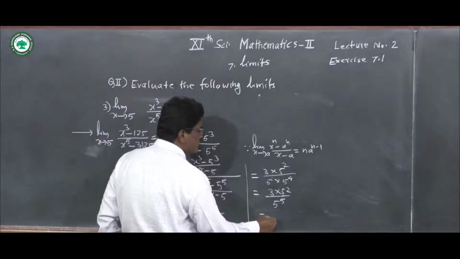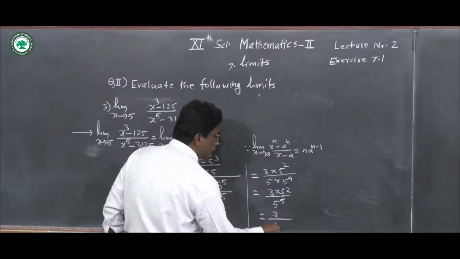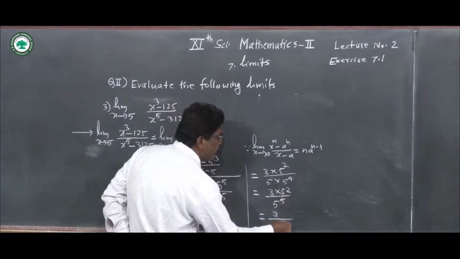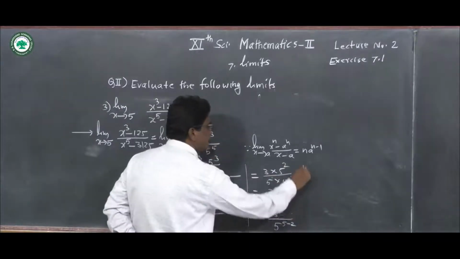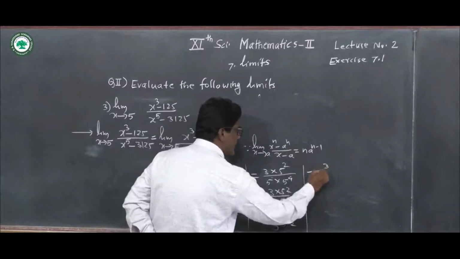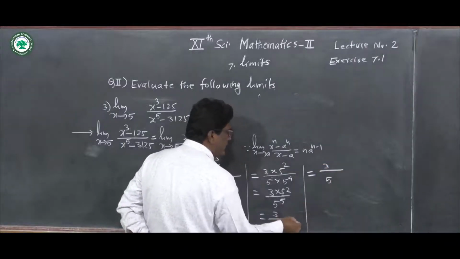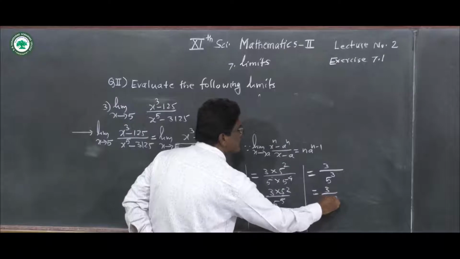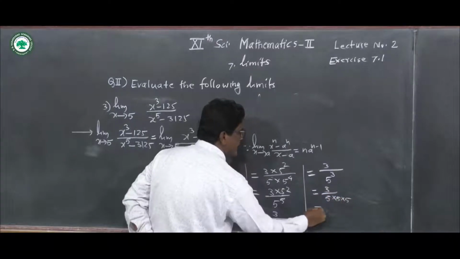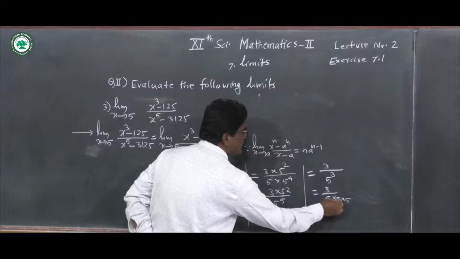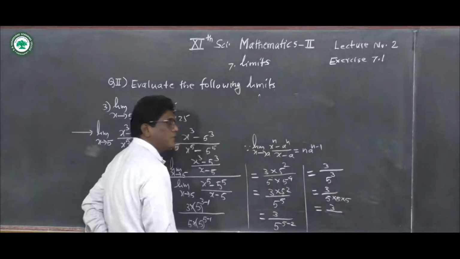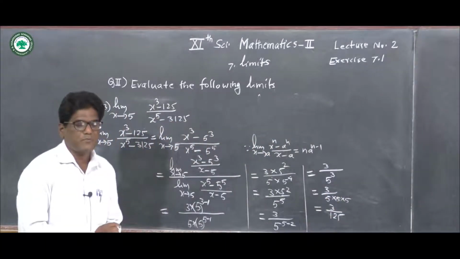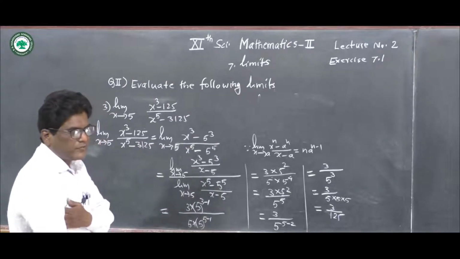So it is equal to 3 upon 5 to the power 5 minus 2. We carry the 2 power to the denominator, that means we write 5 minus 2 using the rule of indices. 5 minus 2 is 3. So 3 upon 5 to the power 3, which means 5 into 5 into 5. 5 fives are 25 and 25 fives are 125. So the solution of this third problem is 3 upon 125.